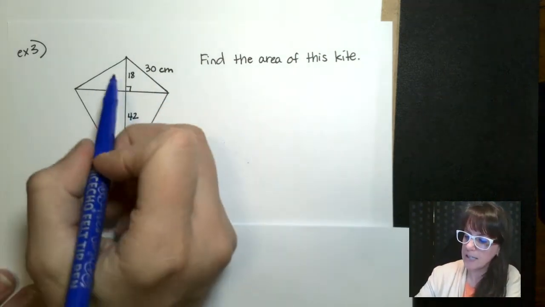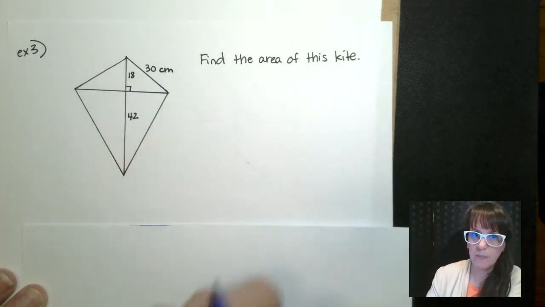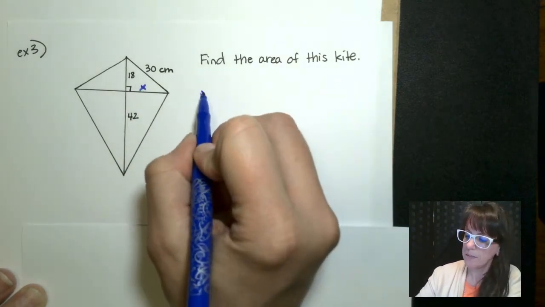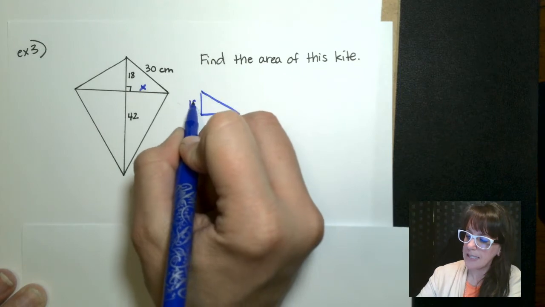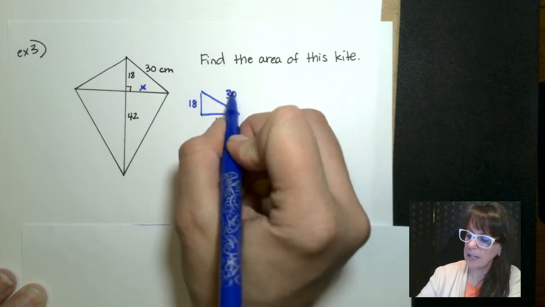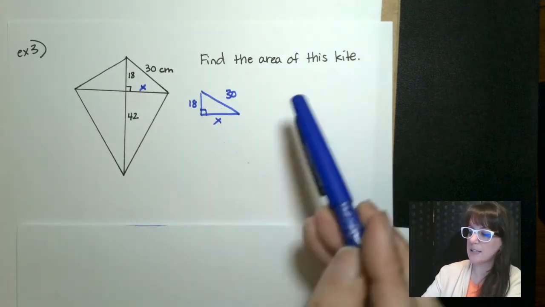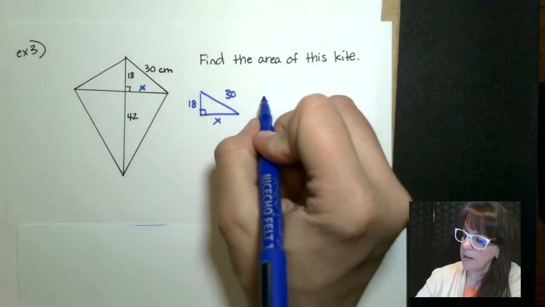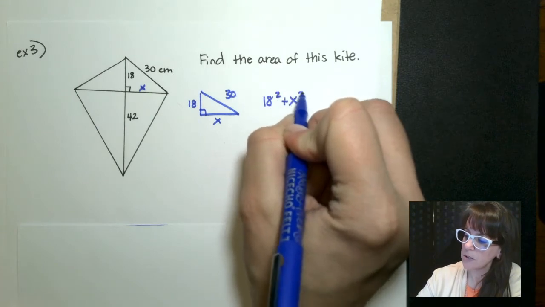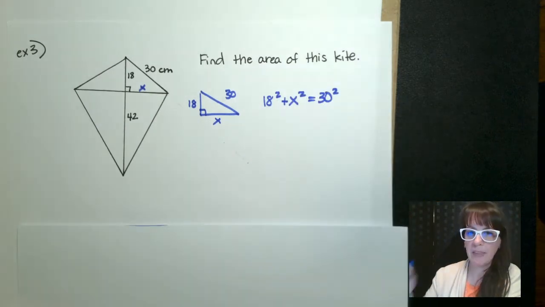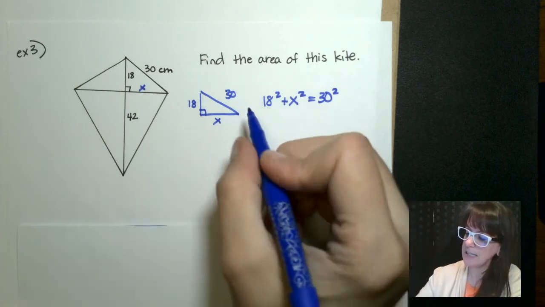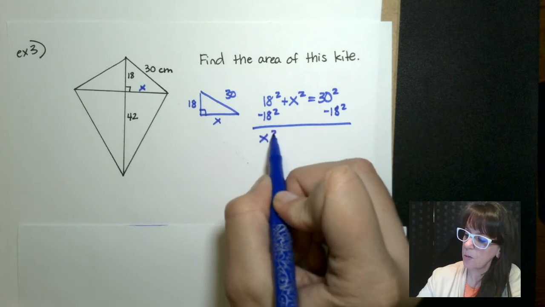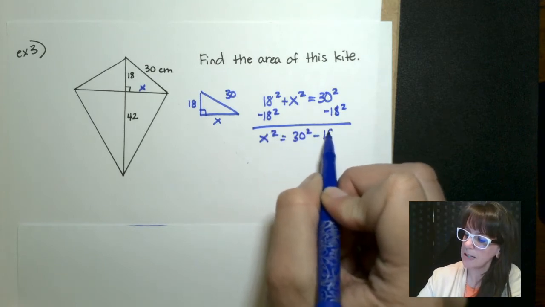So if we take a look at this triangle here, we have a right triangle, and I want to find this, so I'm going to call it X, right? So we've got 18, x, and 30, and we know it is a right triangle because this is a kite, and with a kite, all the diagonals make right angles. So we now have 18 squared plus x squared equals 30 squared. We got our Pythagorean theorem here. So if we minus 18 squared from both sides, we get x squared equals 30 squared minus 18 squared.